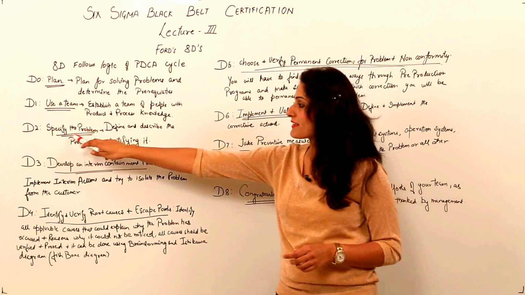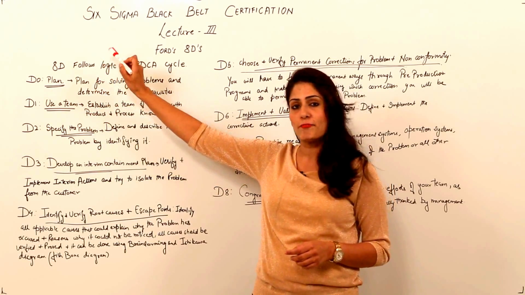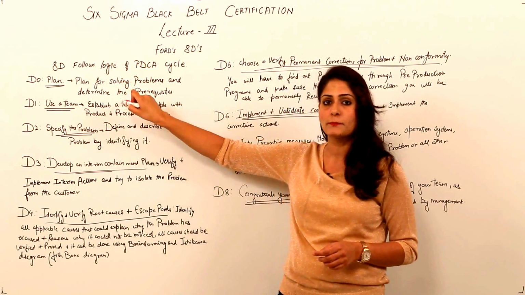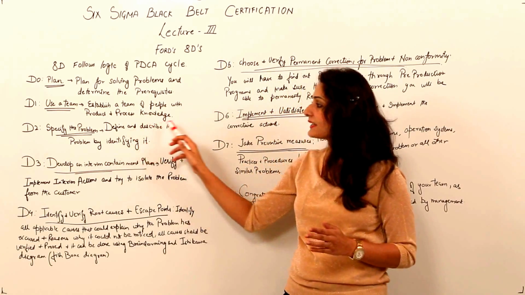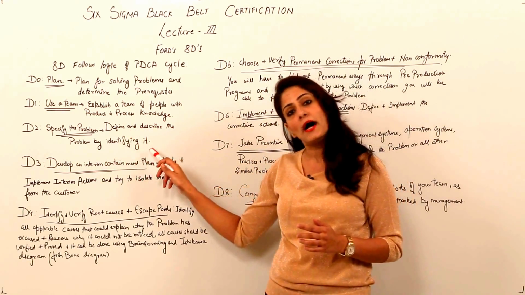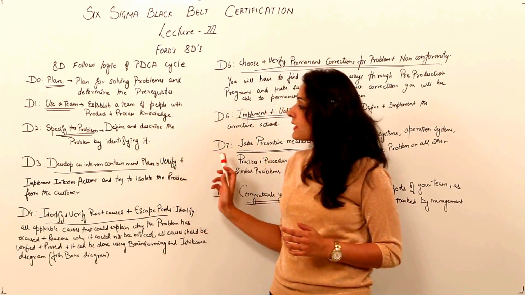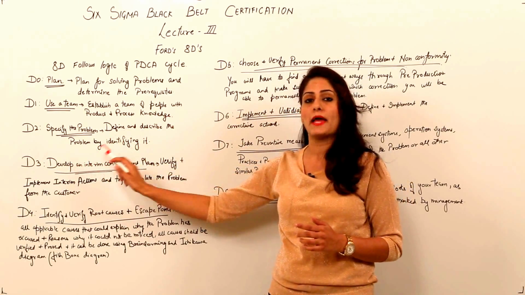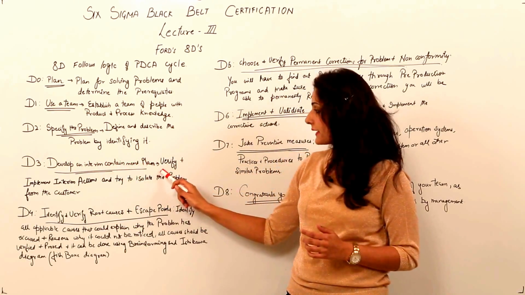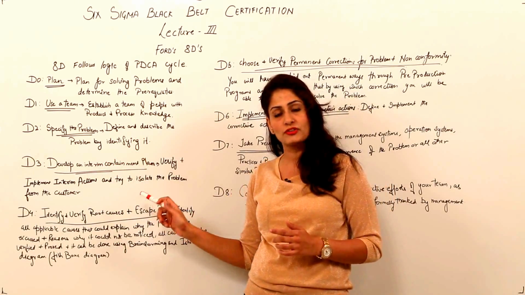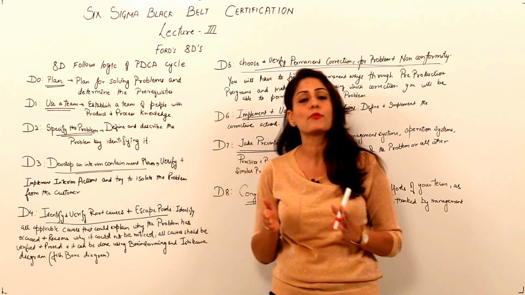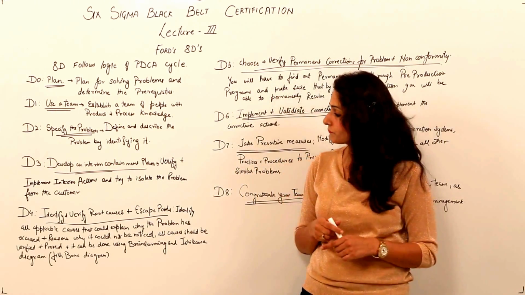Then comes specify the problem. Now you have a plan in hand, you have your team, so the first job of the team is to specify, define and describe the problem by identifying it. Then comes developing an interim containment plan. So you verify and implement interim actions and try to isolate the problem from the customer.